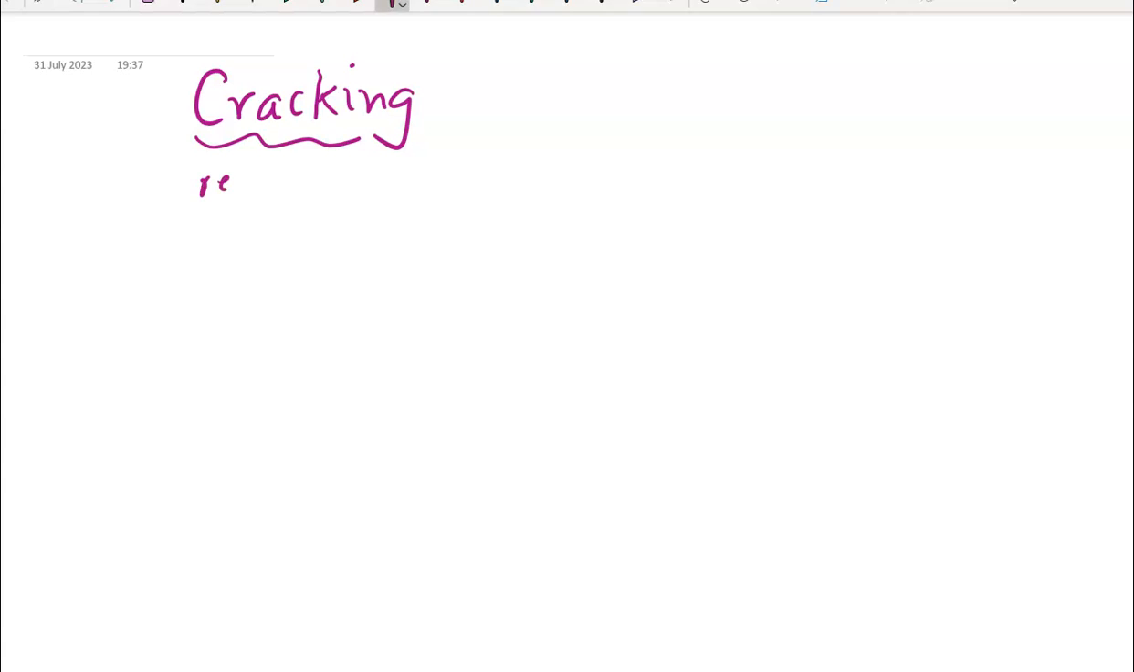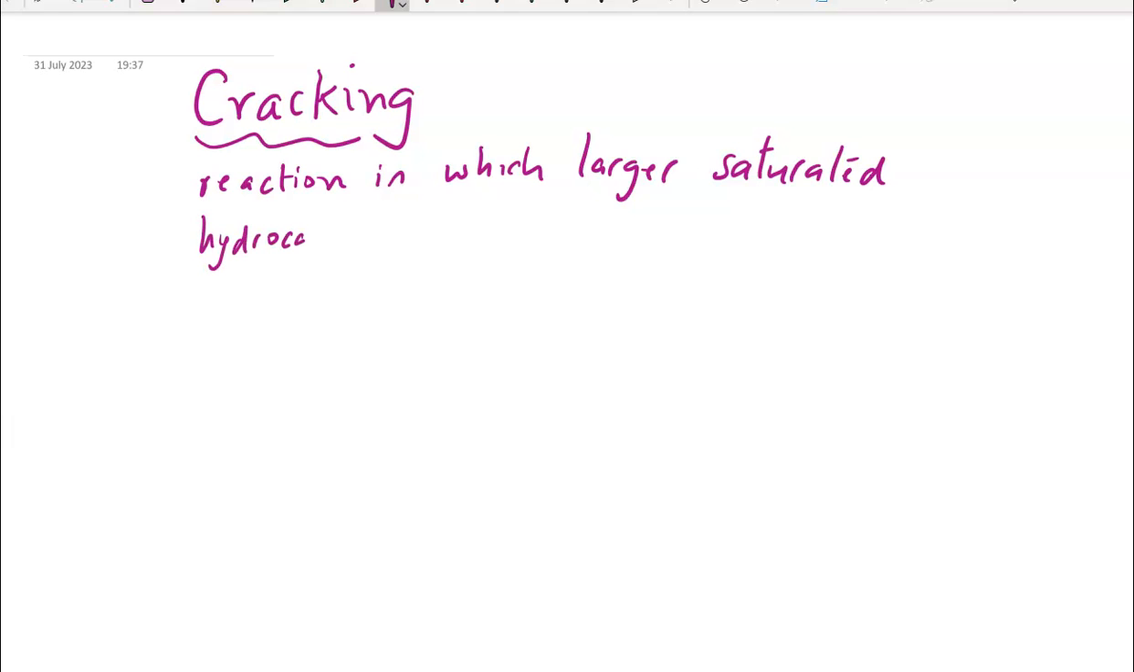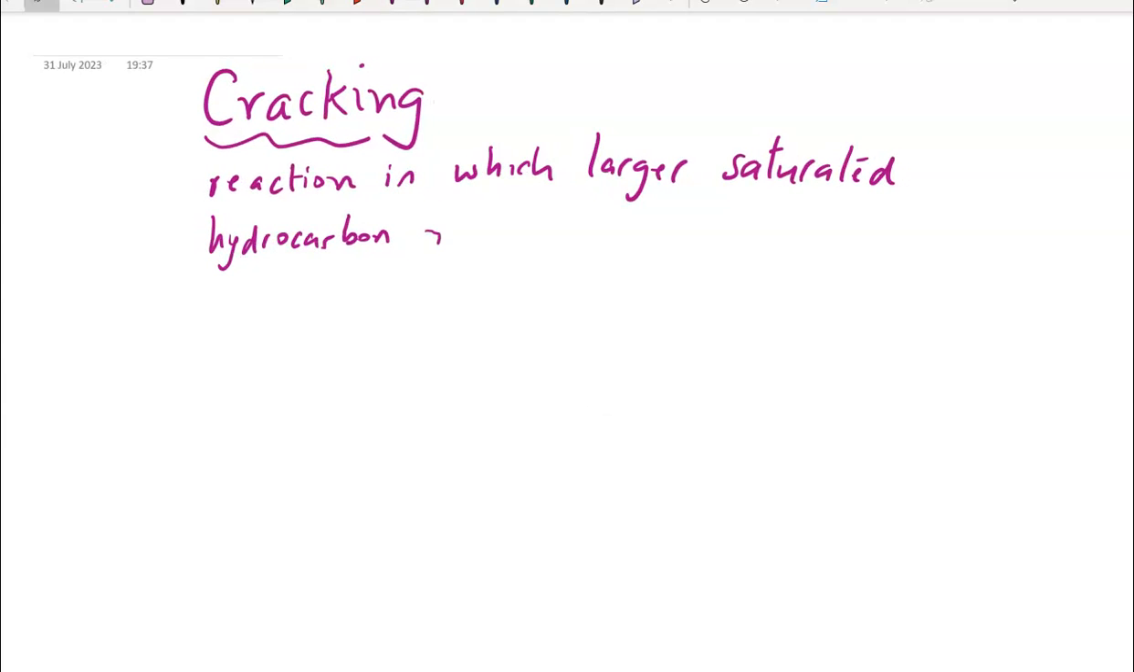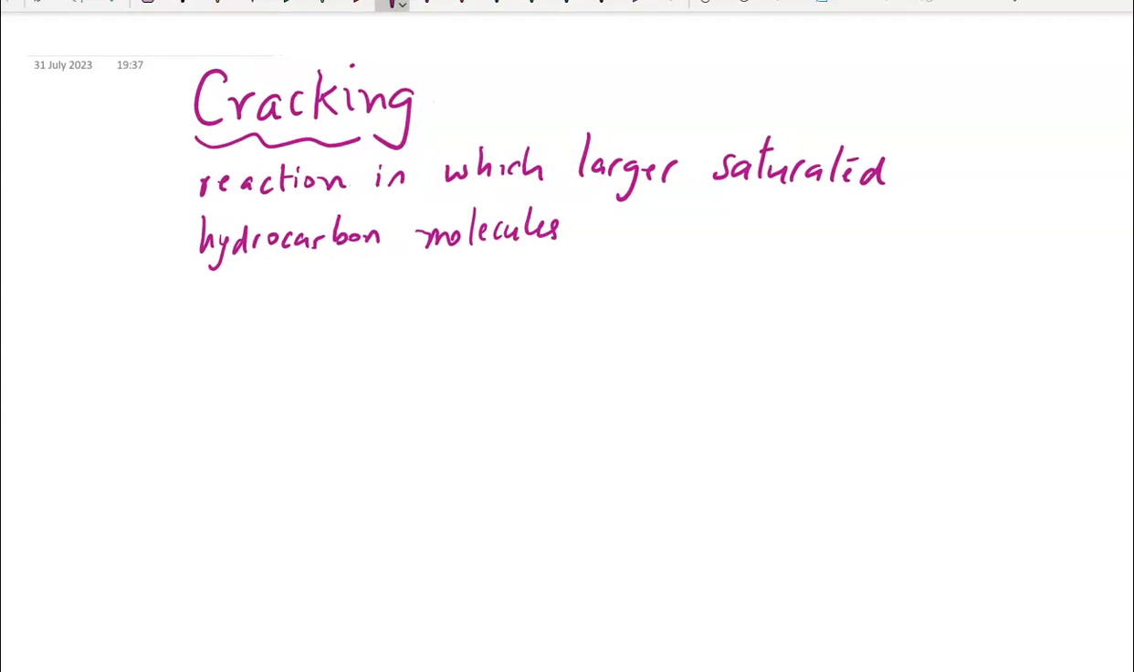Cracking, a reaction in which larger saturated hydrocarbon molecules are broken down into smaller useful molecules. Now remember, the word saturated means the single bond alkanes. All four bonds of carbon are bonded.